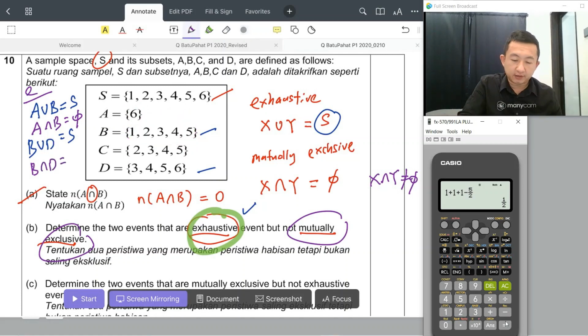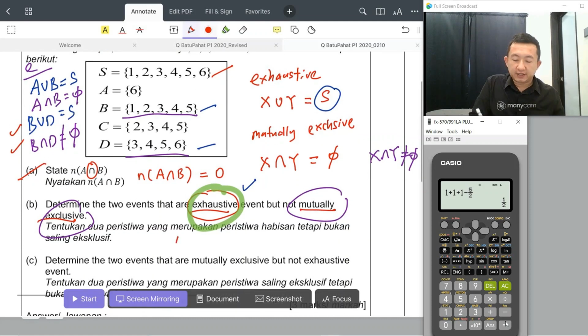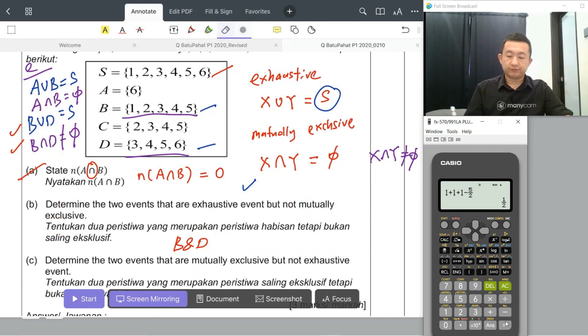Okay, B intersect with D. So you look at B and D. B is 1, 2, 3, 4, 5. D is 3, 4, 5, 6. Do you have an intersection? Yes, 3, 4, 5. So B intersect D is not an empty set, not mutually exclusive. So the only pair approved, B union D equals the sample space, exhaustive. B intersect D is not an empty set, not mutually exclusive. So the answer is only B and D. Fulfills two criteria, exhaustive and not mutually exclusive.